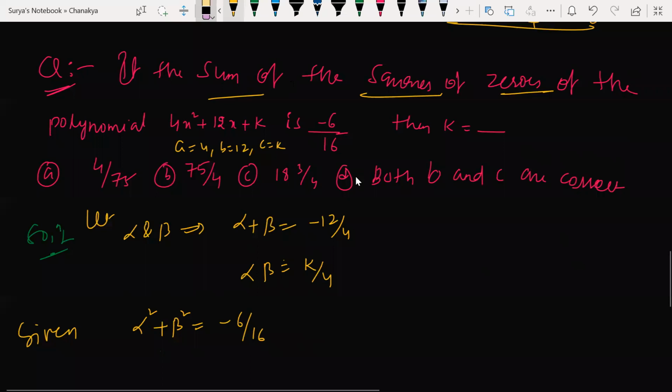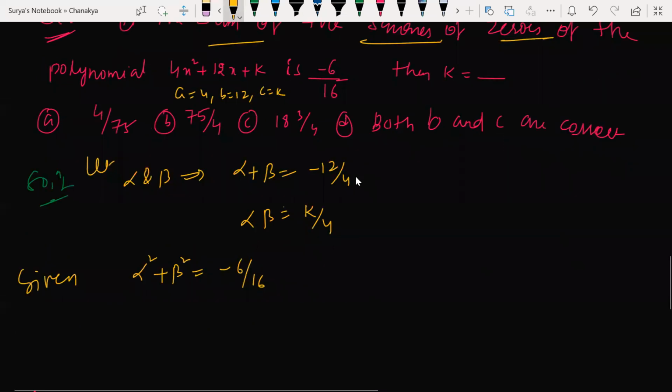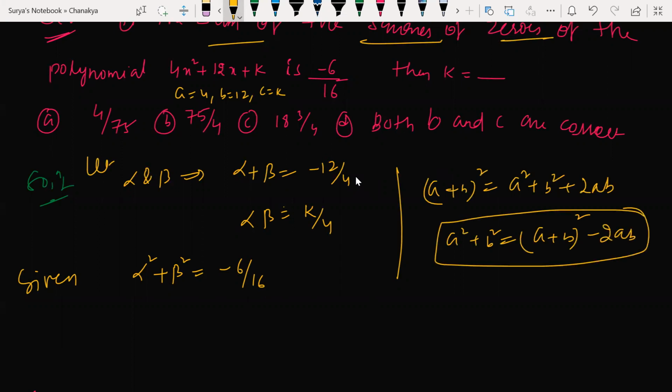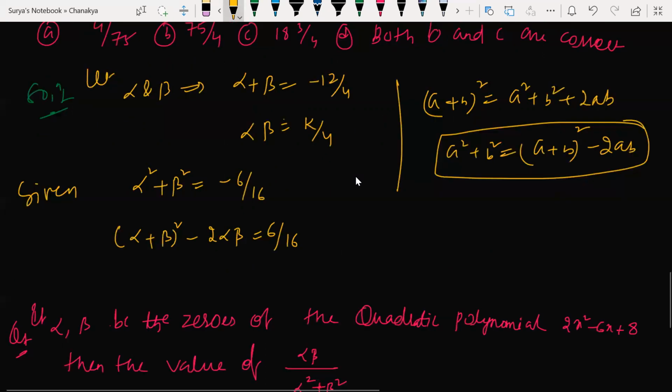Any doubts? Now look at this: alpha square plus beta square can be written as what? Alpha plus beta whole square minus 2 times alpha beta. Can I write like this? Now that is what I'm using here. Yes, sir. Alpha plus beta whole square minus 2 times alpha beta is equal to 6 by 16. Happily we can write like that.